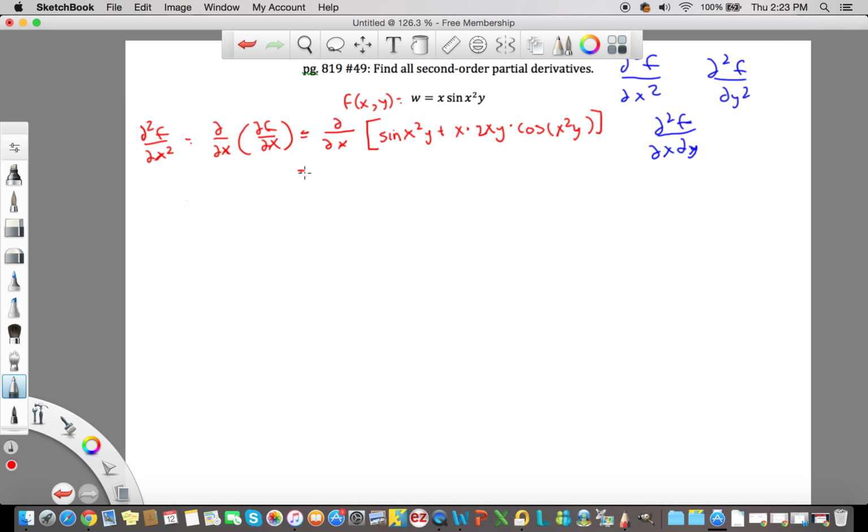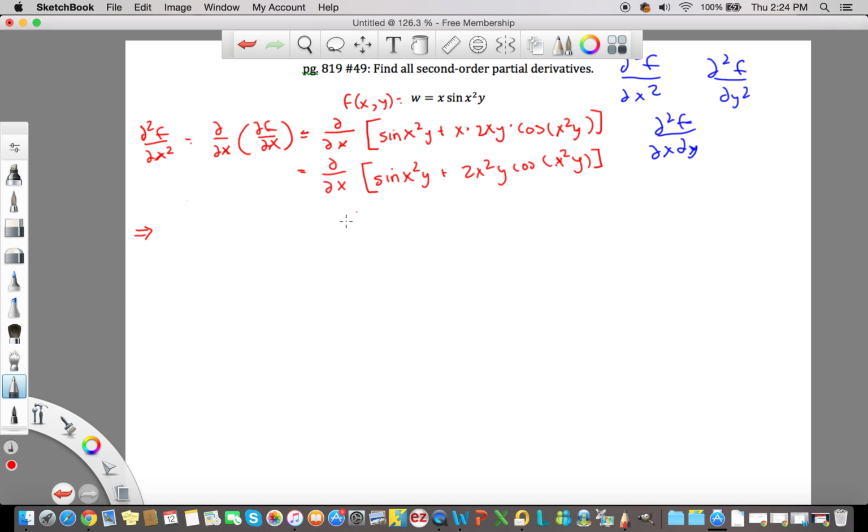So we're taking dx of sine x squared y plus 2x squared y cosine x squared y. Okay. So I'm going to continue that over here just so we have more room to write. All right. So now we have to differentiate this whole piece right there with respect to x.